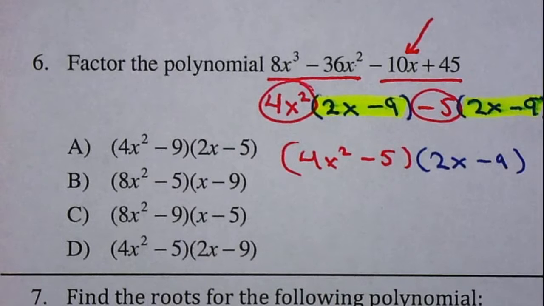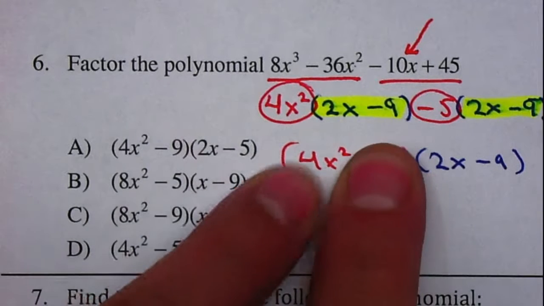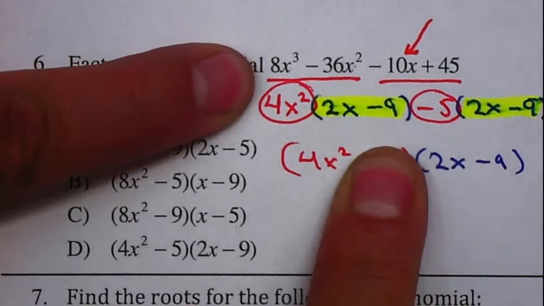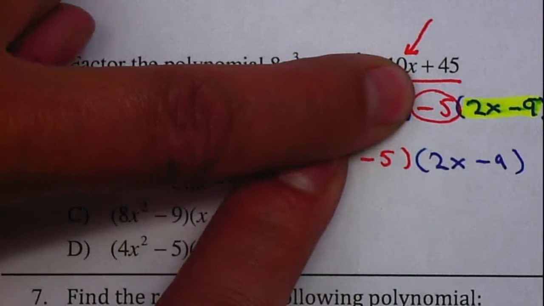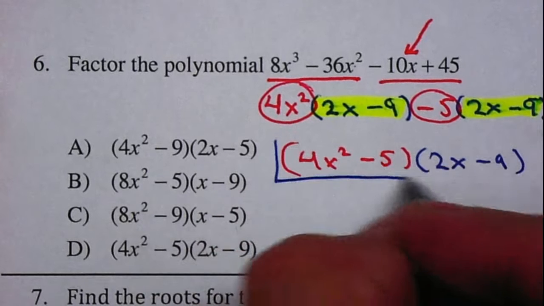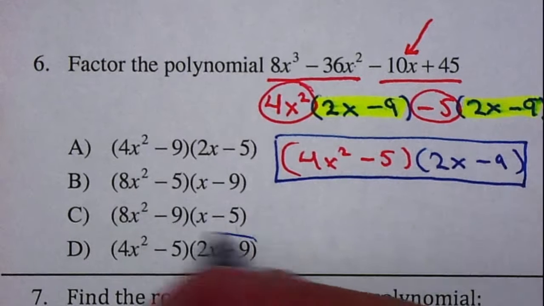This is just like the distributive property backwards. So basically you distribute the 4x squared to both of them, which is written here, and then you distribute the negative 5 to both of them, which is written right here. So we're just working backwards. In this case, your answer is 4x squared minus 5 times 2x minus 9, so your answer is D.